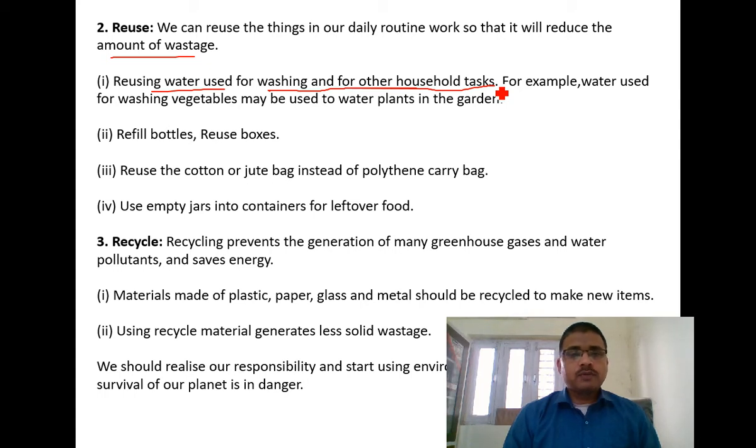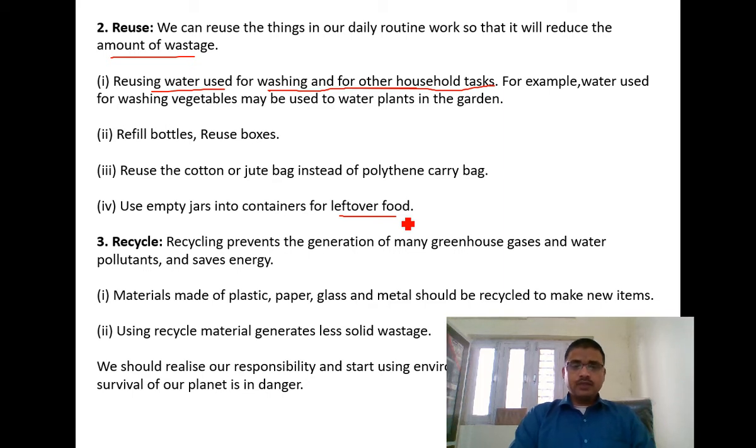Reuse a cotton or jute bag instead of a polythene bag, by which we protect our environment, and use empty jars as containers for leftover food. Whenever we have leftover food, we should use empty jars for it.